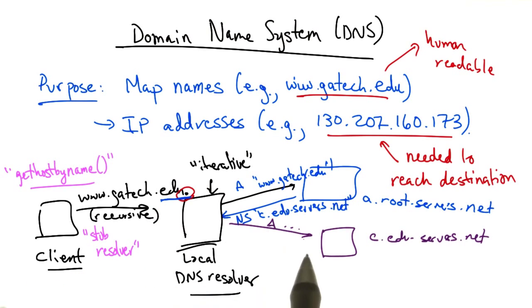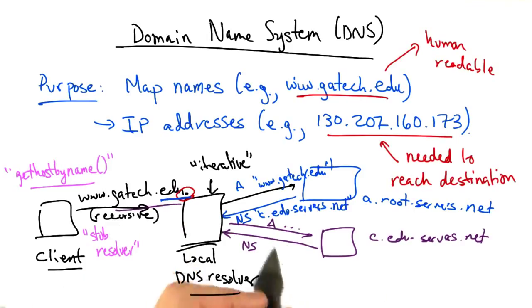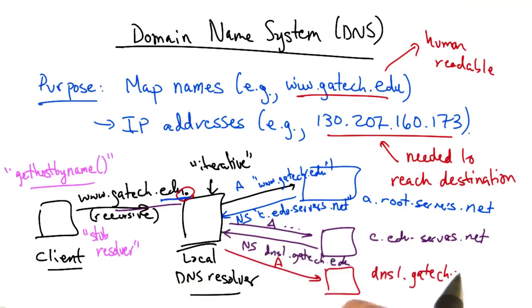Now the local resolver issues the same query to the EDU servers and receives a referral to the authoritative servers for gatech.edu. Finally, the local resolver might query the authoritative name server for gatech.edu and actually receive an A record indicating the actual IP address that corresponds to that name.